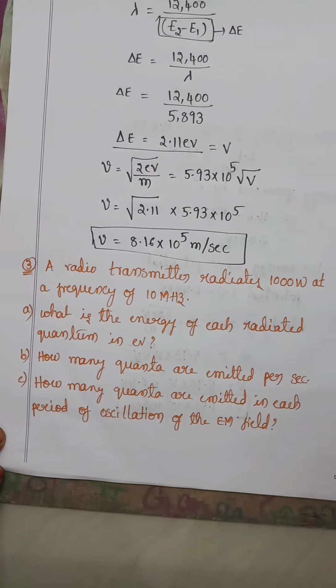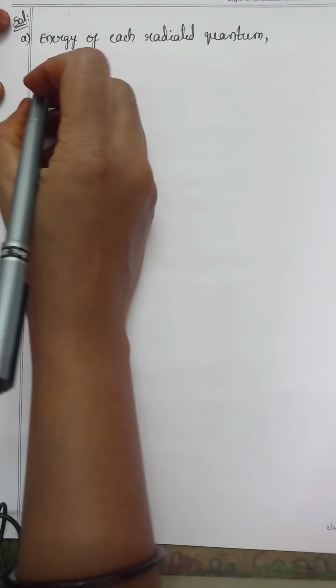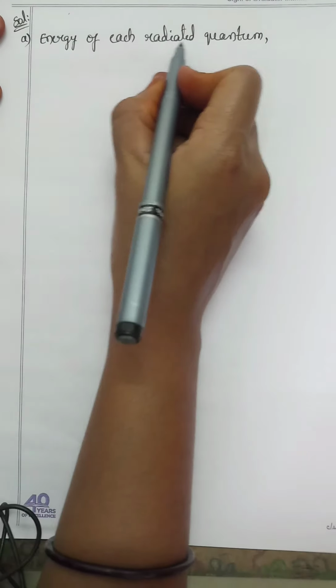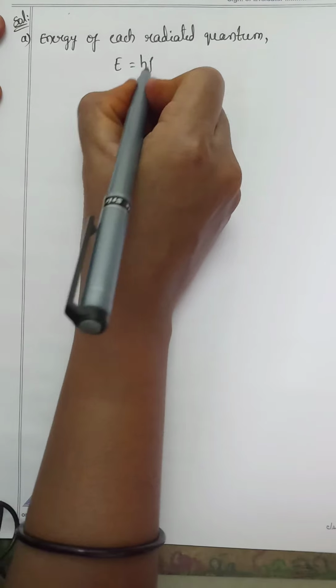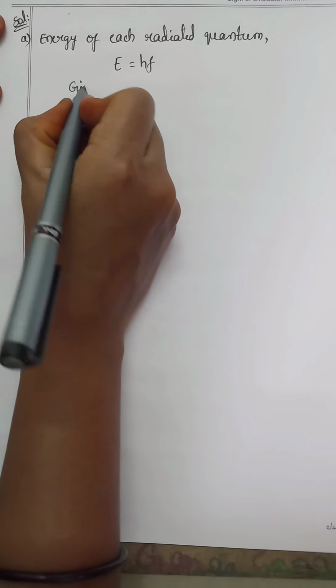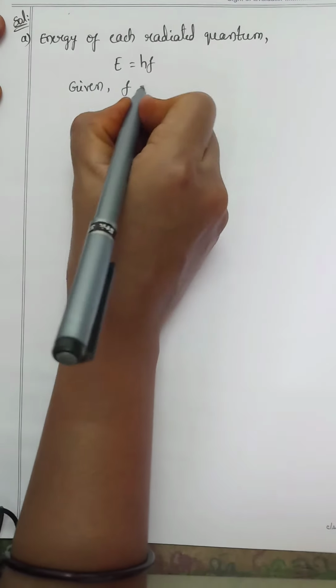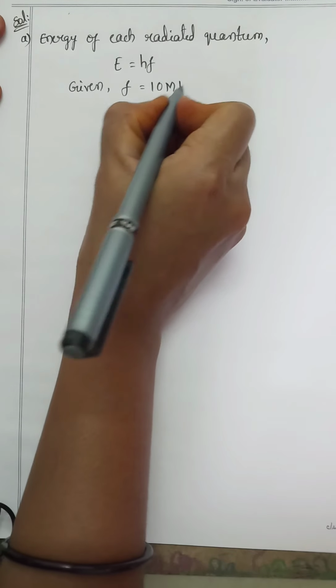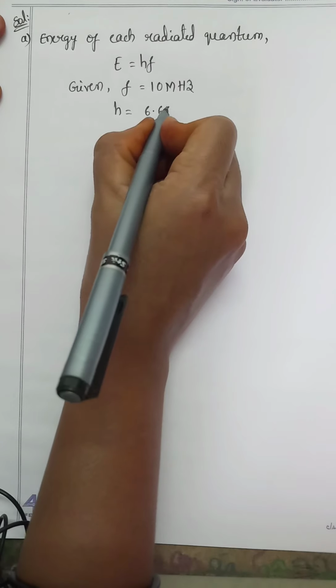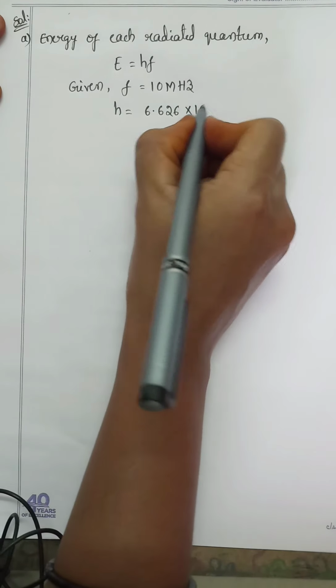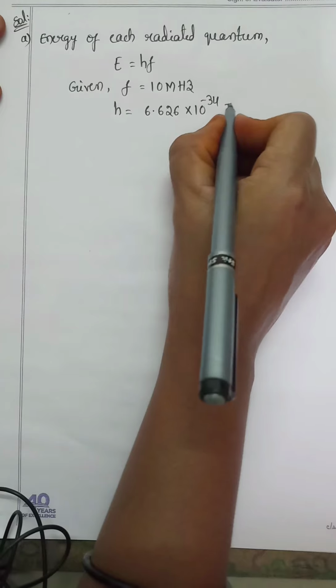Now let us enter into the solution. Energy of each radiated quantum, capital E, is equal to h into small f. Given that f is equal to 10 megahertz, and we know that h is equal to 6.626 into 10 to the power of minus 34 joule second.